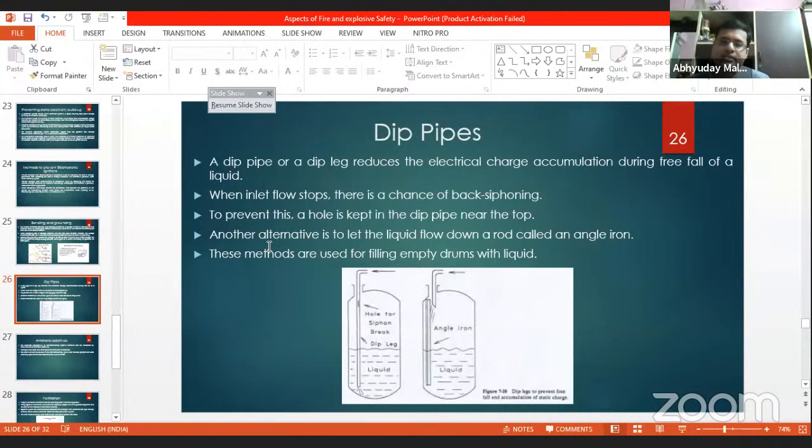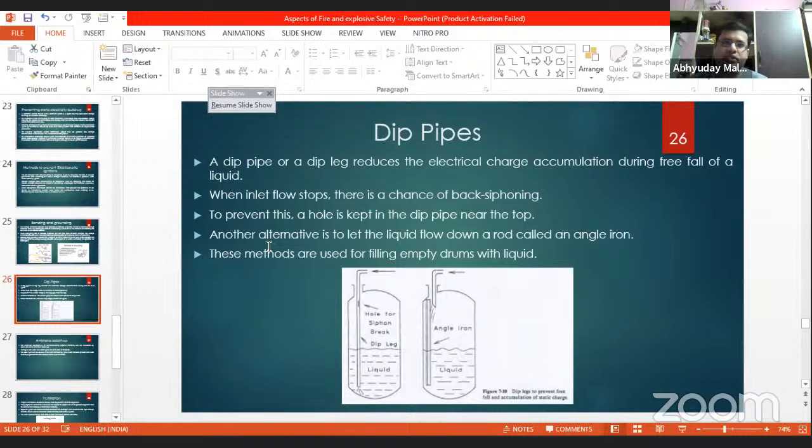A special care has to be taken when you want to fill up a tank or a container with liquid. Because whenever you fill up a liquid into a tank, if you just pour the liquid down the tank, the liquid will splash on the bottom of the tank and this splashing will create a lot of friction. And because of it, some static charge may accumulate. If that liquid or something inside the tank is flammable, then the static charge may lead to a fire.